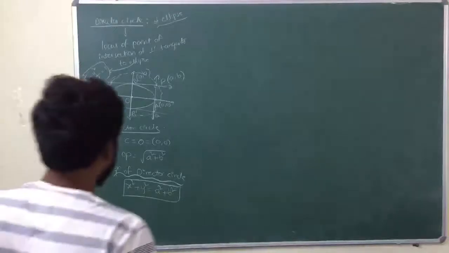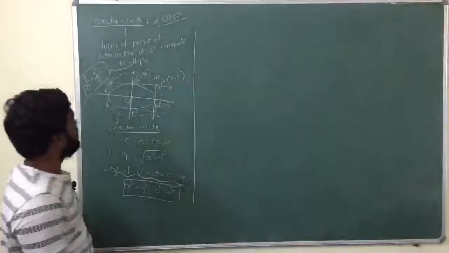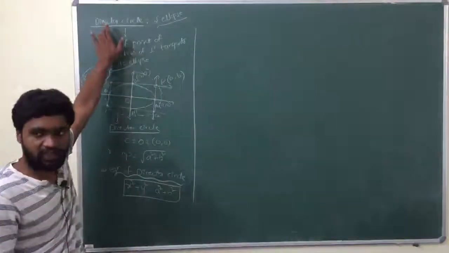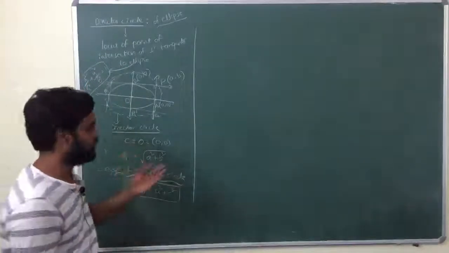Next, similarly, there is another point left. The locus of point of intersection of perpendicular tangents is known as director circle. What is the equation of director circle? x square plus y square is equal to a square plus b square.